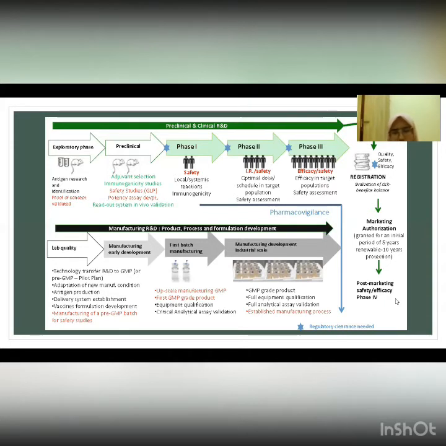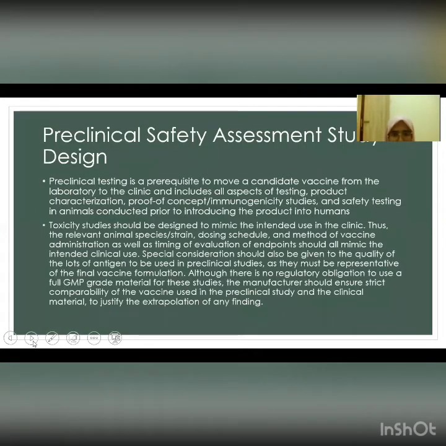selecting appropriate antigen and adjuvant to achieve the desired immune response. Subsequent steps involve the production of the antigen and compatible vaccine delivery system, followed by development of immune readouts and toxicological tests to assess the safety and performance of the candidate vaccine construct under preclinical evaluation. And this is a preclinical safety assessment study design.